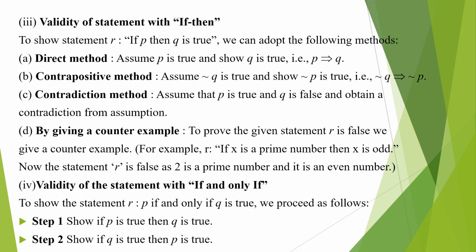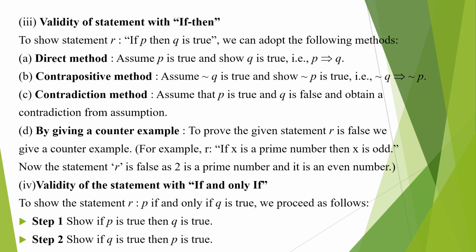We have seen previously what is contrapositive. So by using this method, what we have to do is assume that negation of Q is true and show that negation of P is true. So this will imply: if negation of Q, then negation of P. So this is same as if P then Q.